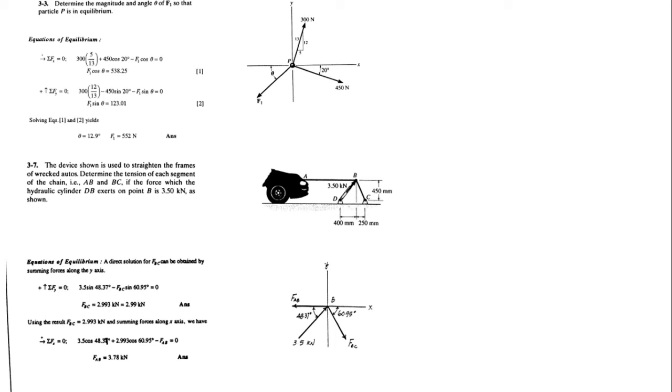The first is F1 cos theta is equal to 538.25. So you've got two simple trigonometric equations being generated. You solve those two equations simultaneously to get, first of all, theta equal to 12.9 degrees and F1 equal to 552 Newton. So these are the two respective unknowns that you needed to find in this problem, which you have successfully calculated.